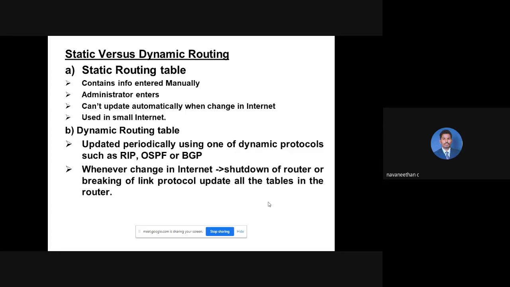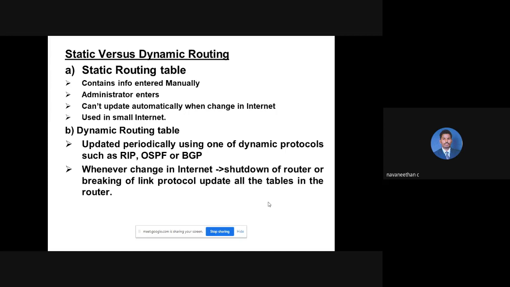So what is the difference between static routing and dynamic routing? Static means information is entered manually. Who takes responsibility? The admin takes responsibility. The only drawback is that it cannot update the information automatically if there is a change in the internet. What could be its application? It is used only in a small internet.